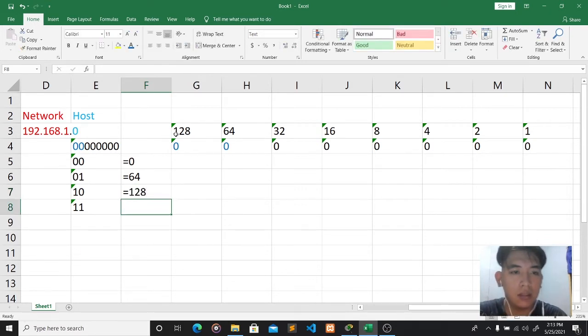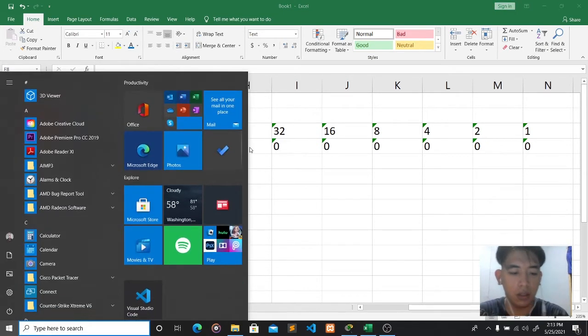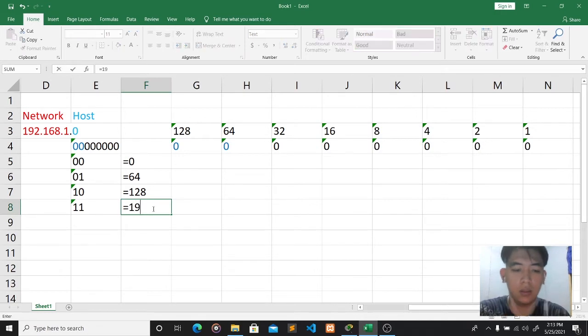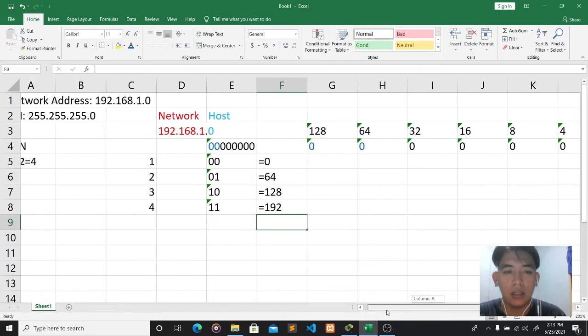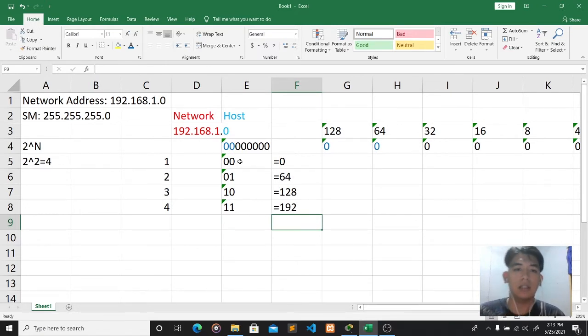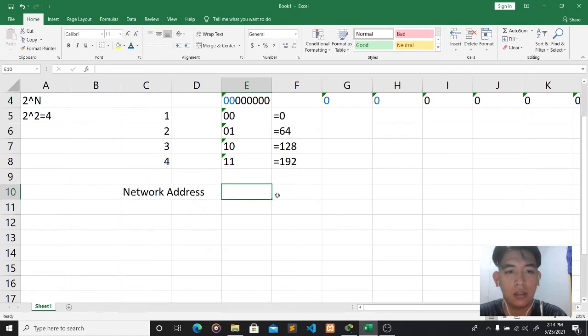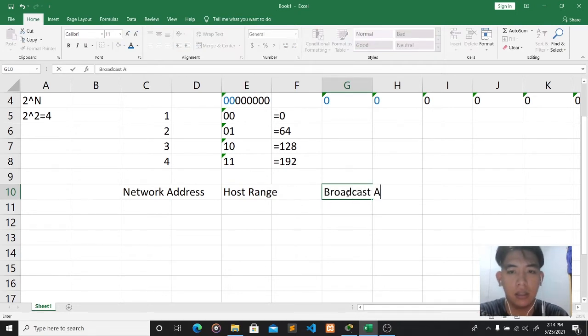Then the last is both 128 and 64. So we calculate: 128 plus 64 equals 192. So we have now gotten the values from our bits. Next we list the network address, the host range, and the broadcast address.